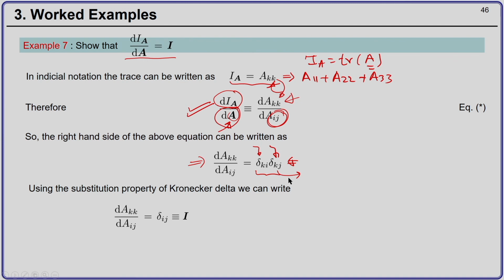So, one of the Kronecker deltas can be replaced. Say we choose the second Kronecker delta to stay, and then the k in the second Kronecker delta will get replaced by this i. So, eventually ∂A_kk/∂A_ij is nothing but δ_ij, which in direct notation is nothing but the second order identity tensor.